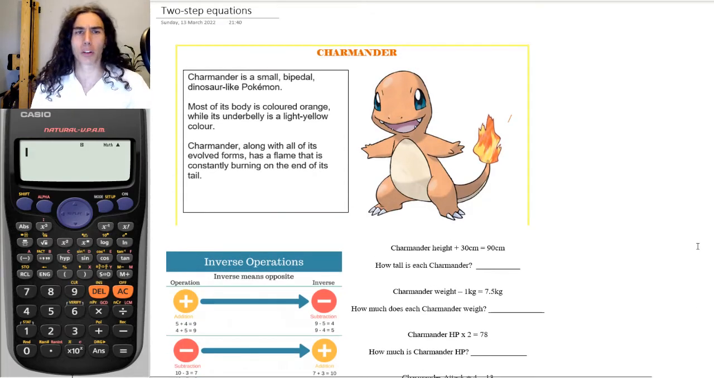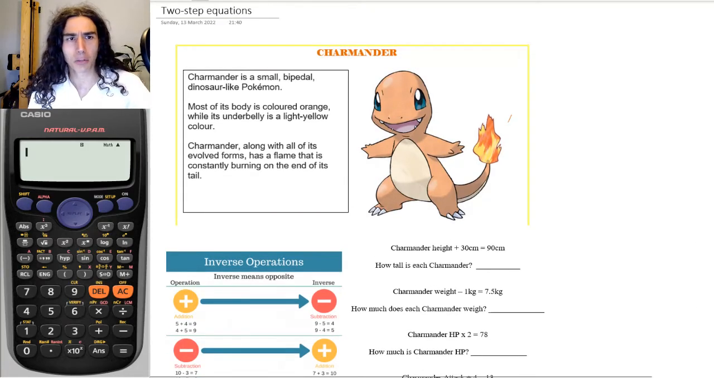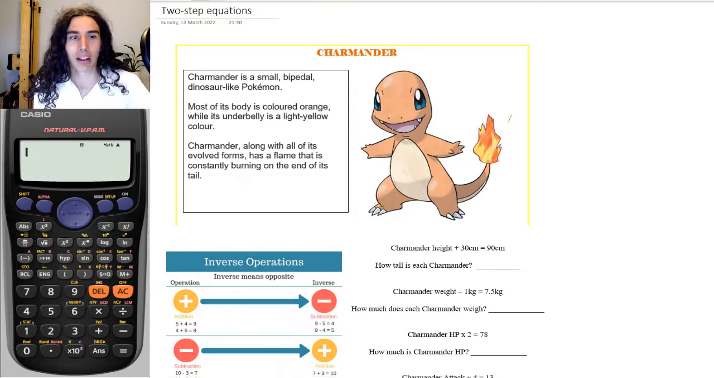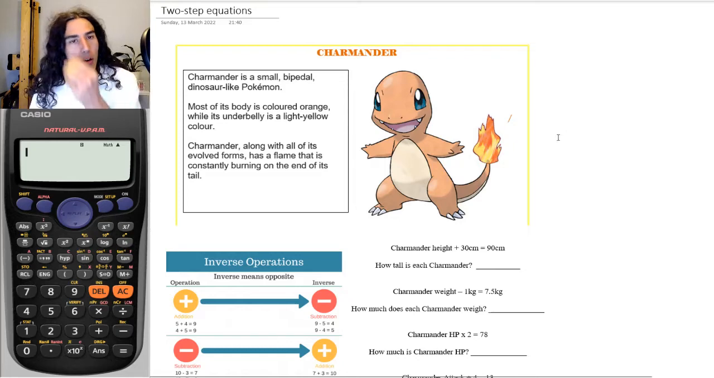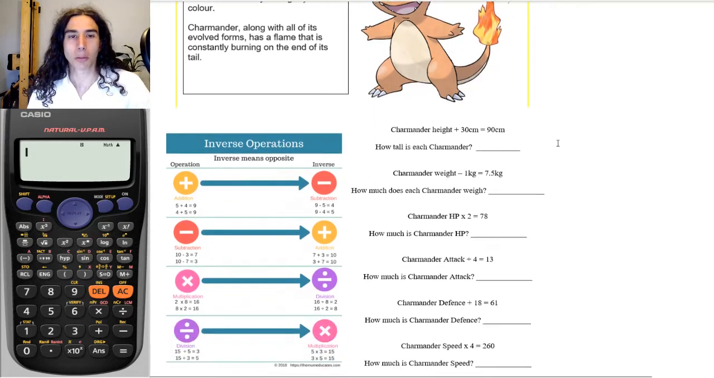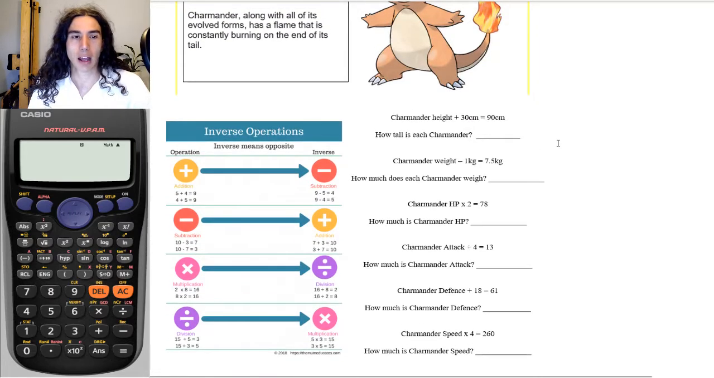Starting off with Pokemon, Charmander. Charmander is a small bipedal dinosaur-like Pokemon. Most of its body is colored orange, while its underbody is light yellow. Charmander, along with all of its evolved forms, has a flame that is constantly burning at the end of its tail. So in Pokemon, the Pokemon evolve. There's more advanced versions of Charmander. The name slightly changes. So I've got some questions here, which I want you to have a go at.